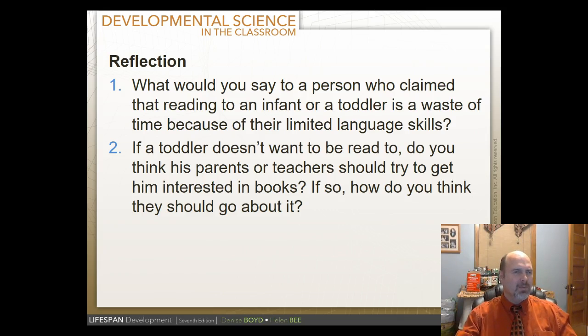So if a toddler doesn't want to be read to, oh no, do you think his parents or teachers should try to get them interested in books? If so, how do you think they can go about it? I think I had no trouble getting my kids interested in books at that age because they always wanted me to sit down and read to them. It was always a reinforcing time.